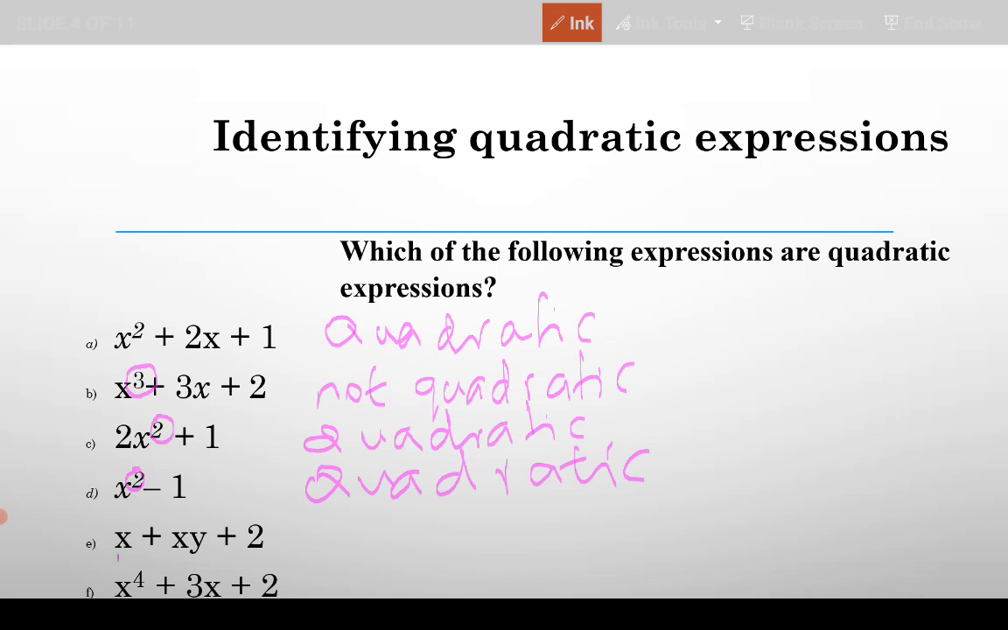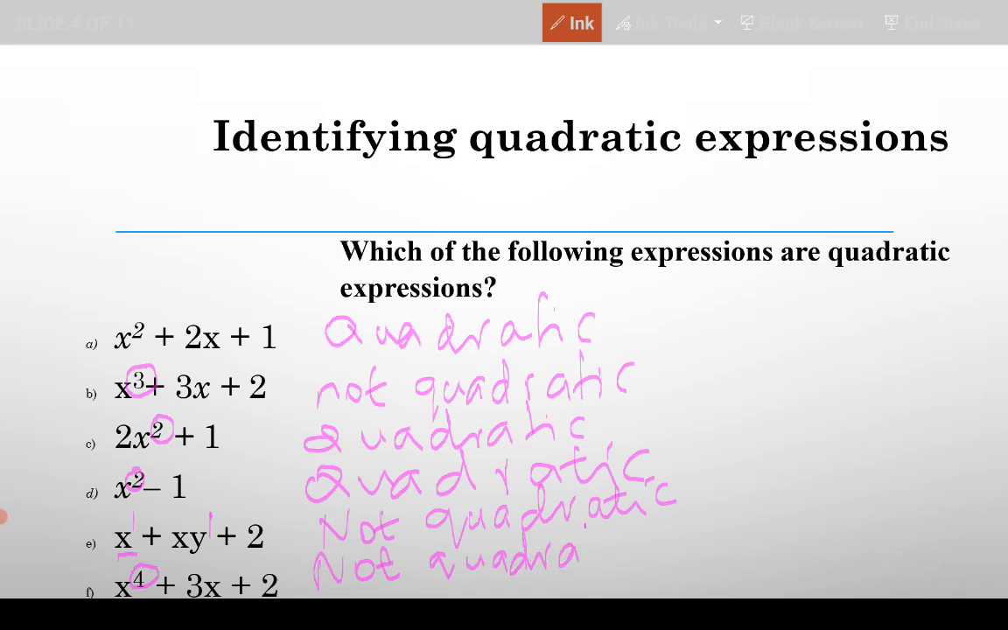What about this one here? The power here is 1. The power here is 1. So the highest power here is 1, and for an expression to be quadratic, the highest power must be 2. So this is not quadratic. What about the last one? The highest power is 4, therefore it's not quadratic.